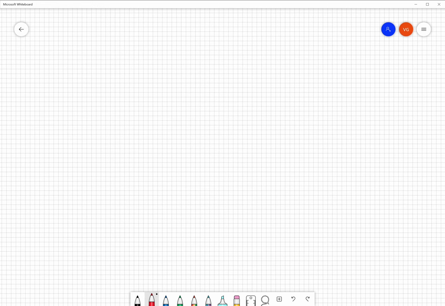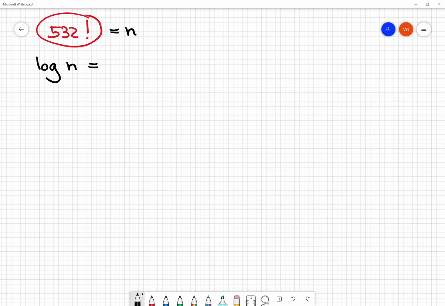So what is 532 factorial equal to? Let's try the same thing. This is n. And look at the logarithm of n. So the logarithm of 532 factorial.